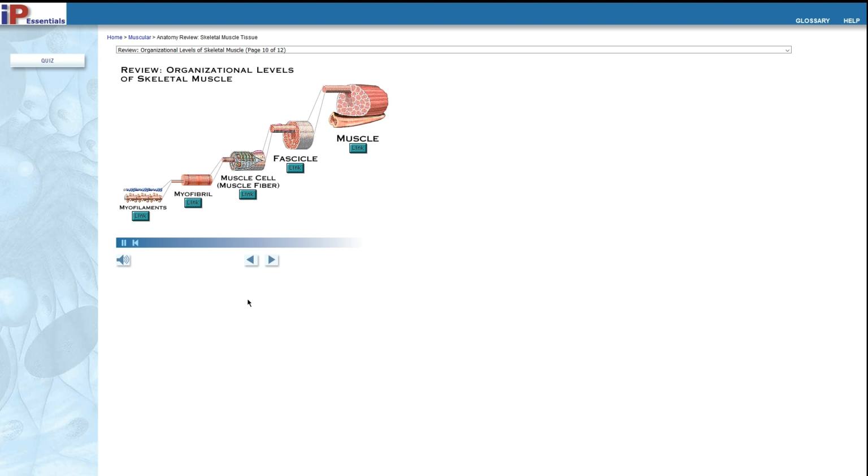This bundle within a bundle organization is well suited to the function of skeletal muscle, as we'll see throughout the module. Click a link button to review a structure in more detail. If you use a link button, you can return to the page you started from by clicking the Return button.